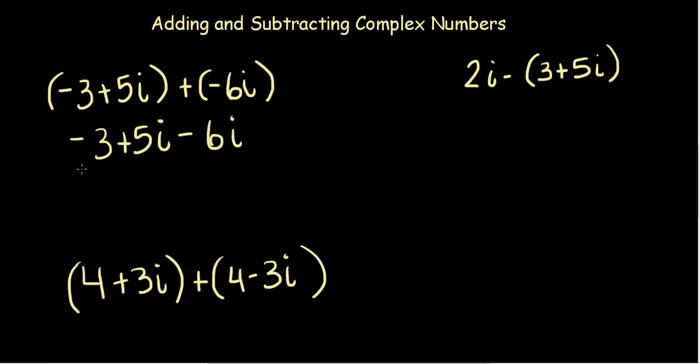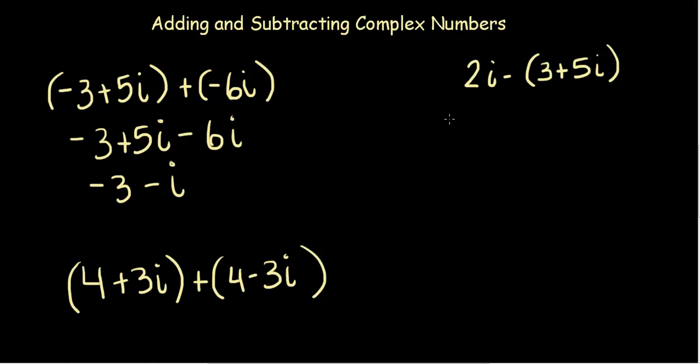Then we combine the real parts and the imaginary parts. I only have one term that is real, that is -3, so that's what I write. And then I have two that are imaginary, so I am going to combine them. 5i minus 6i is -i. And that's the answer. Let's try this example.